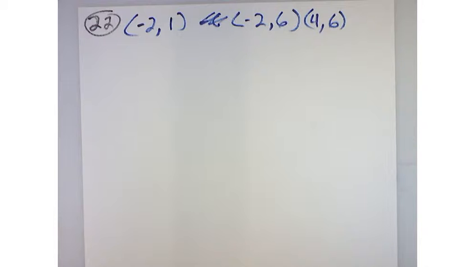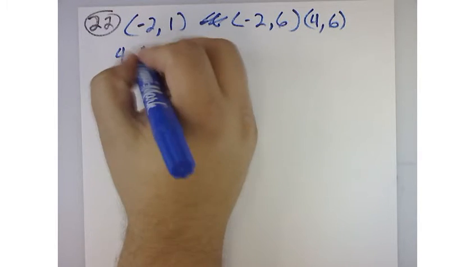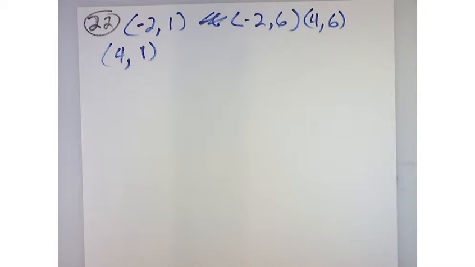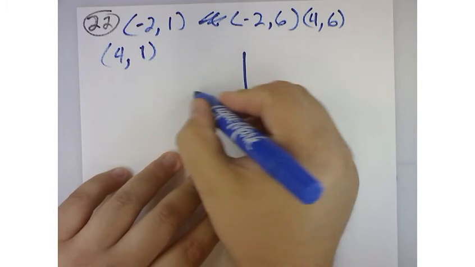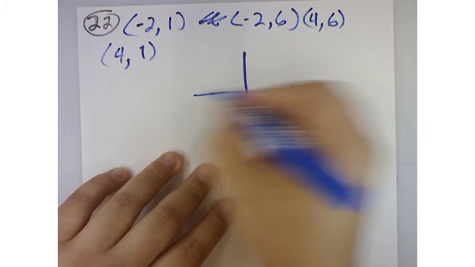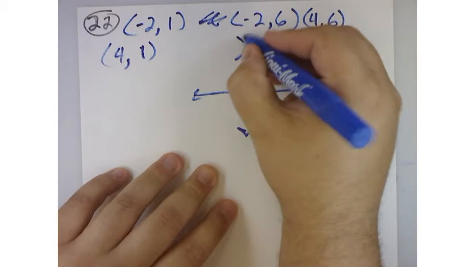And then 4, comma 1. So these are 3 points on the XY plane. So if I were to draw the XY plane, and I always like to draw a little picture, nothing fancy, just kind of sketch it out. And this will show up on the screen in a second.